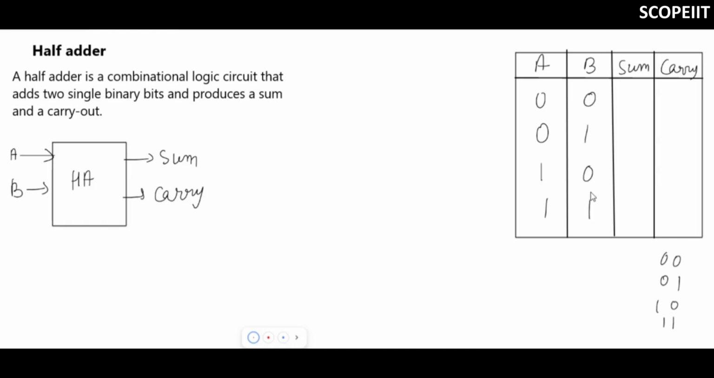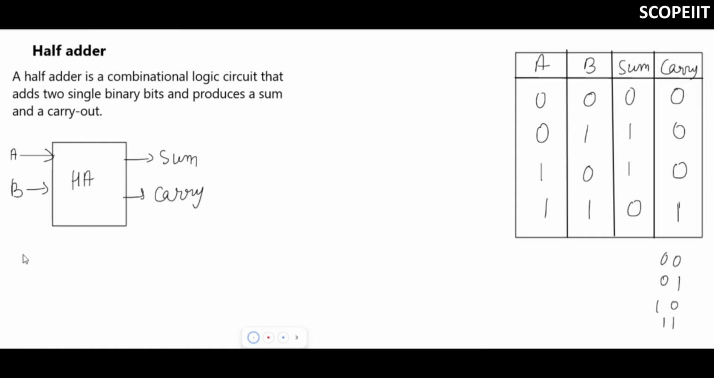Now sum: you need to perform binary addition of this and this. 0 plus 0, the sum is 0 and carry is 0. Then 0 plus 1, the sum is 1 and carry is 0. 1 plus 0, sum is 1, carry is 0. If you have doubt about binary addition, in my previous video I've already explained it; you can go through that first. Then 1 plus 1, the sum is 0 and the carry is 1.